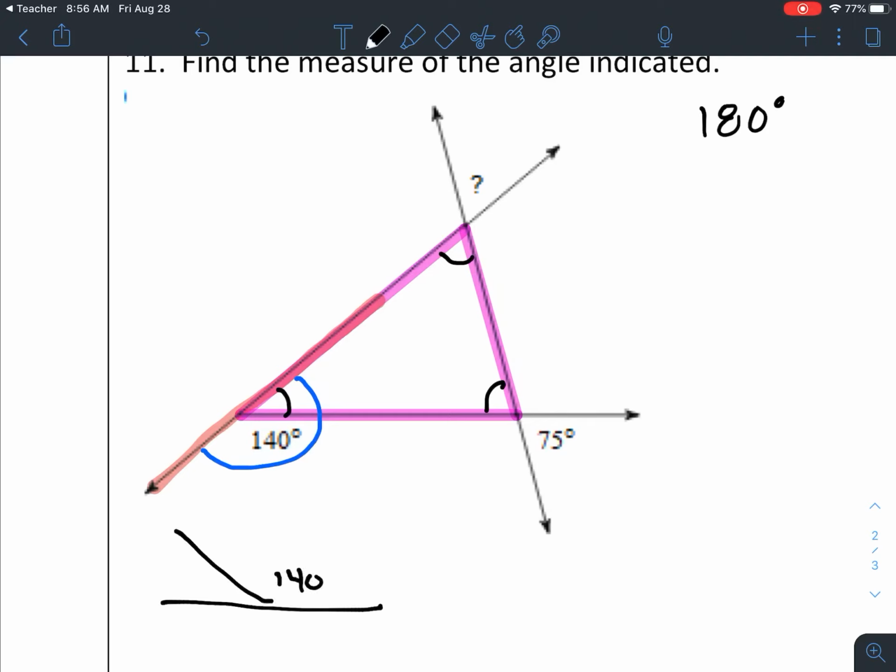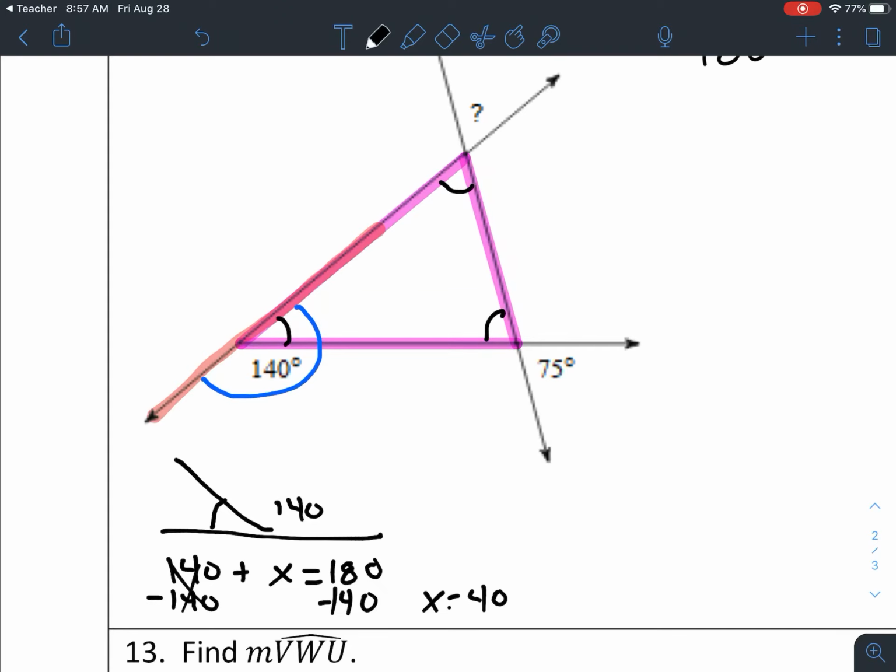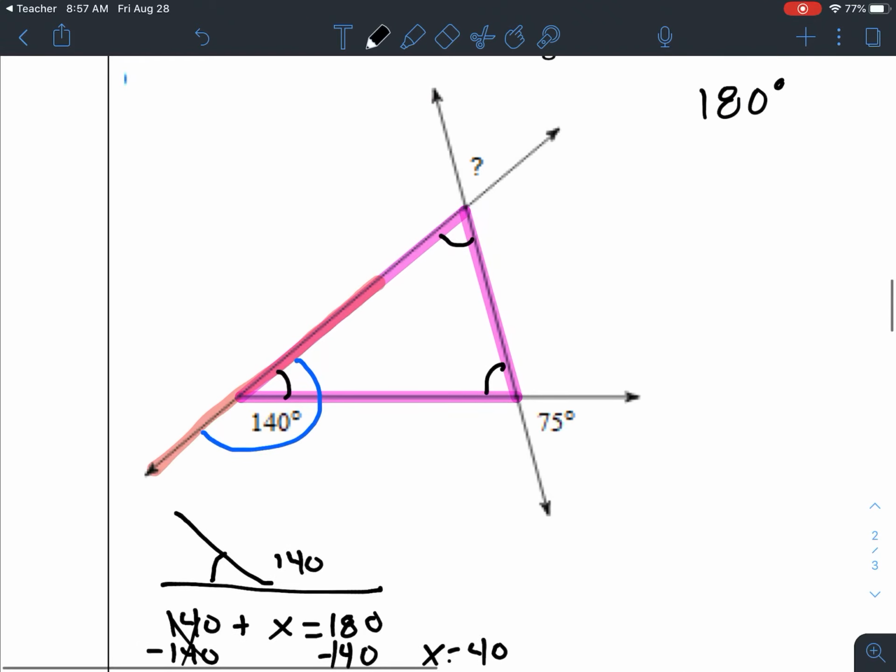If this is 140 degrees, this angle here has to add up with the 140 to equal 180. So 140 plus x gives you 180. To solve this, it's the work we did last year: 140 plus x equals 180. You can minus 140 on each side, and that'll leave you with x equals 40. So we know that this angle here is 40 degrees.